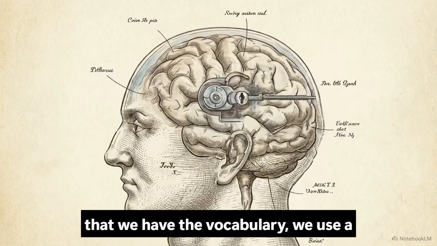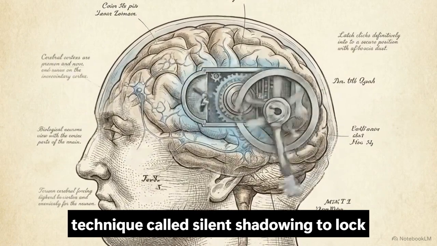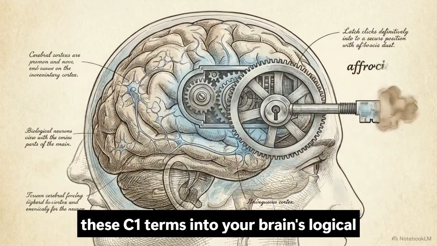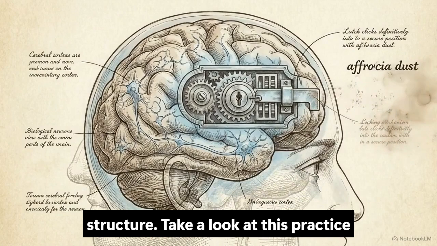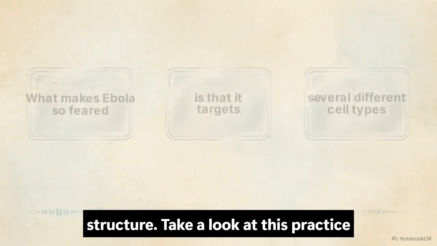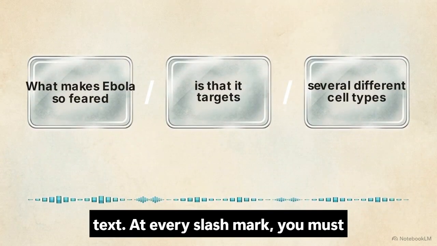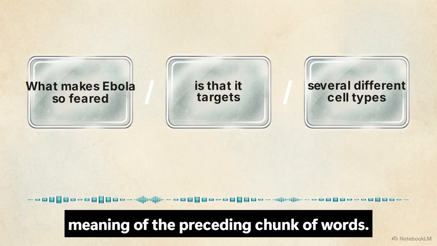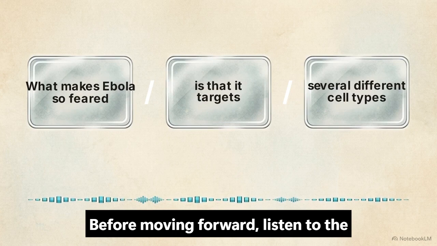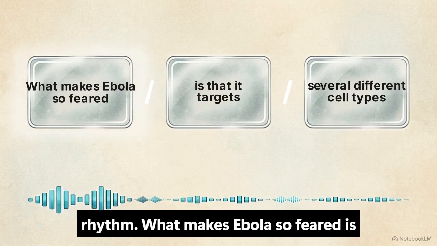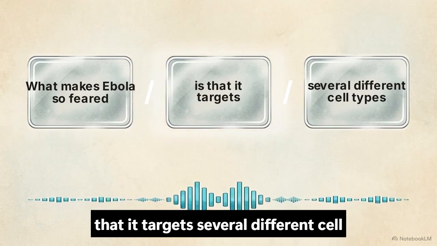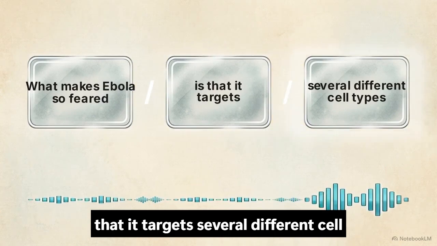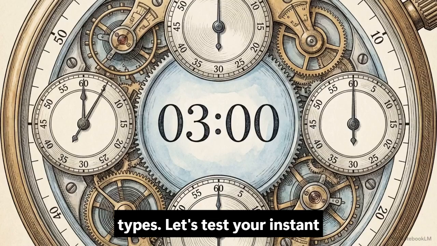Now that we have the vocabulary, we use a technique called silent shadowing to lock these C1 terms into your brain's logical structure. Take a look at this practice text. At every slash mark, you must mentally pause and confirm the exact meaning of the preceding chunk of words before moving forward. Listen to the rhythm. What makes Ebola so feared is that it targets several different cell types.